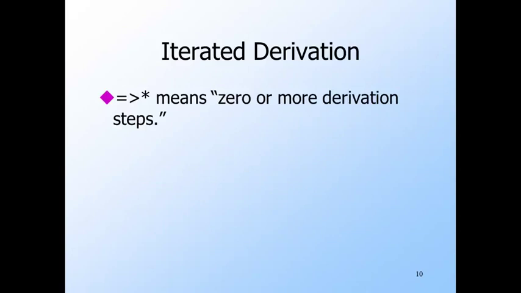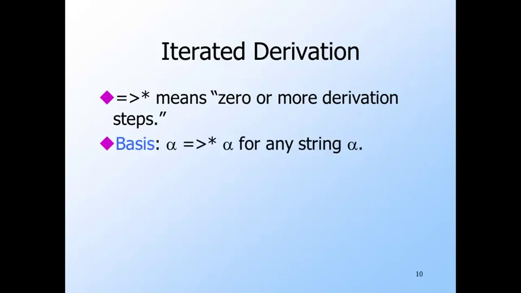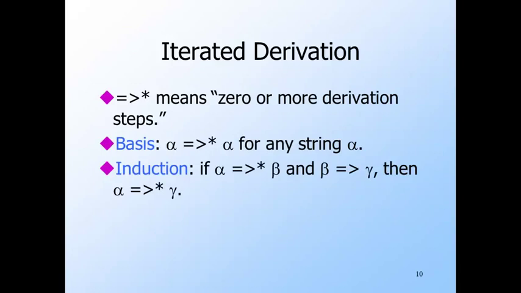This is the arrow star symbol, and we define it inductively. The basis is that in 0 steps the string can't change, so any string goes to star itself. The inductive step lets us get from alpha to beta using any number of steps, including 0 steps. That's that. And then, with one more step, get from beta to gamma. The conclusion is, then, that alpha goes on some number of steps to gamma.